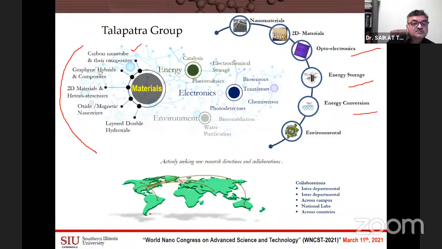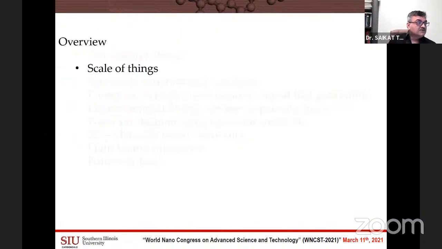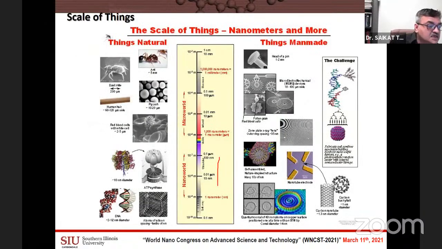I will not be able to talk about all the materials, but mostly I'll cover some carbon nanotubes, some 2D materials, as well as applications in maybe catalysis and electrochemical storage. In electronics, we will just look into field effect transistors, field effect photodetectors, and so on.